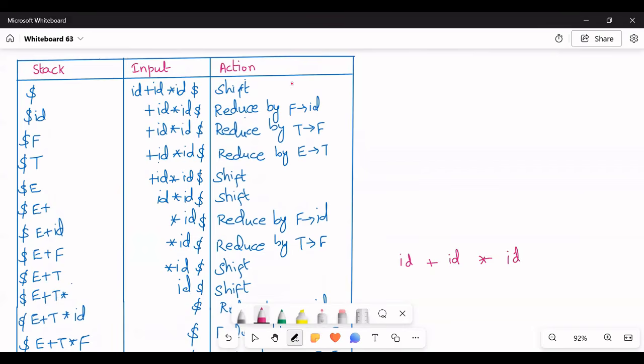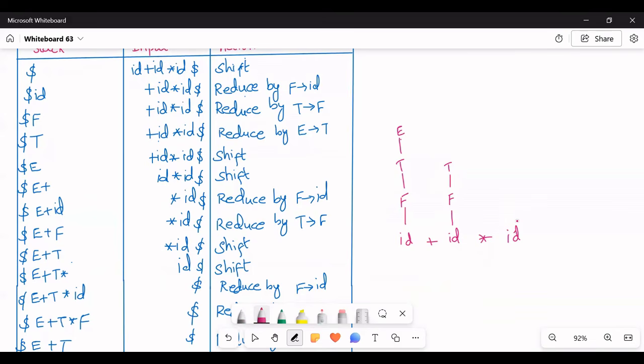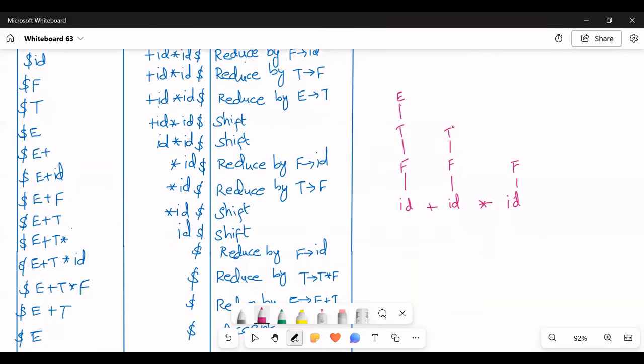So in bottom up parsing, if you consider these reduce actions, first ID is replaced by F. Then T tends to F, so F is replaced by T. Then E tends to T, so T is replaced by E. Then F tends to ID, so this ID is replaced by F, or reduced to F. Then F is reduced to T. Then the next action is F tends to ID, so this ID is reduced to F. Then again T tends to T star F, so these three symbols will be reduced to T.